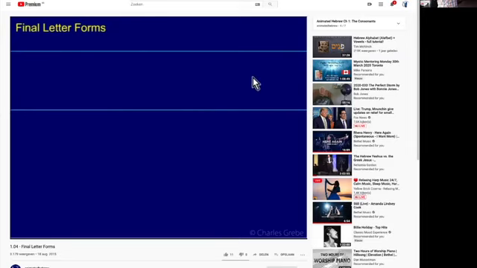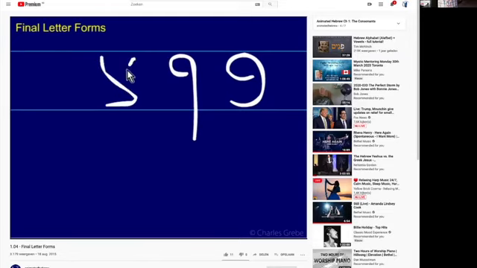The third letter is Pe. Normally it looks like that. The final form looks something like this. It also has a long descender. And Tsade. The medial form is like this, and the final form also has a long descender. So 4 of the 5 final forms have descenders that descend below the baseline.